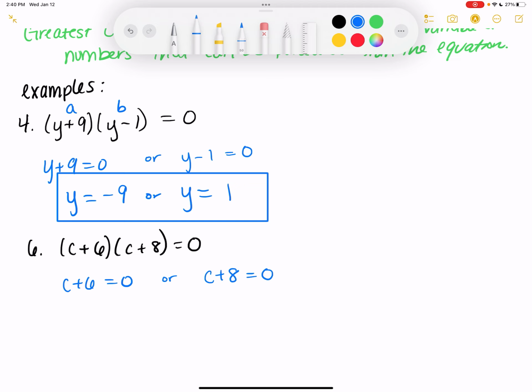All right. So then moving the 6 over, C is equal to negative 6, or C is equal to negative 8.